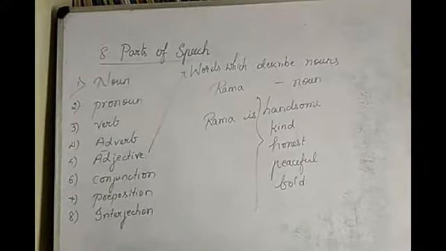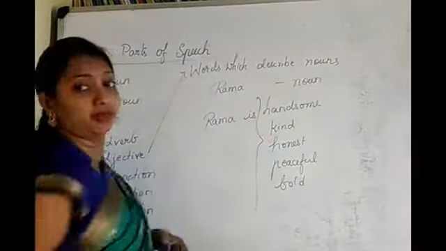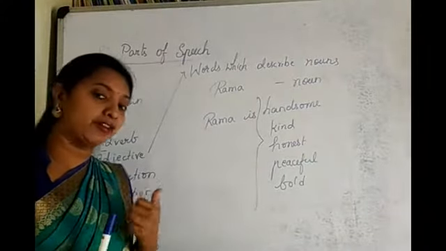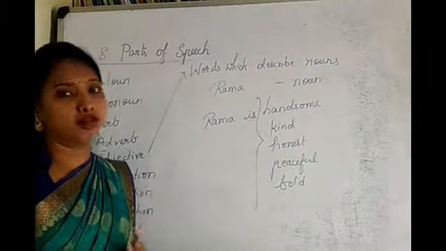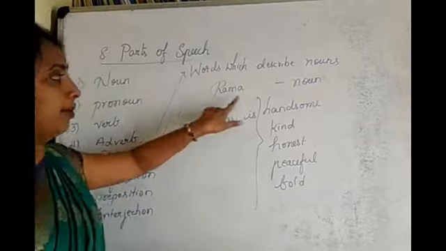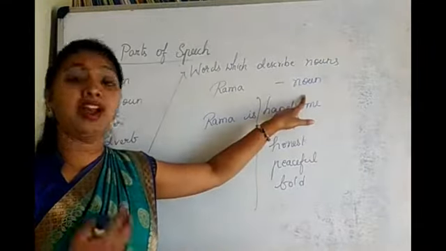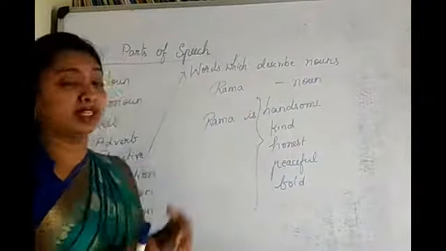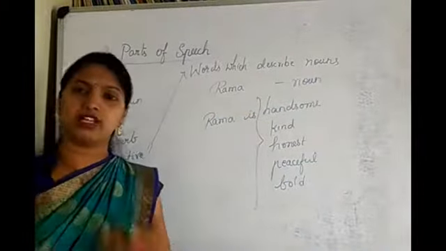Adjectives are the words which describe nouns. Adverbs are the words which describe verbs. Here, Rama is a noun. I have to say what kind of Rama he is. Describing Rama means I have to speak about the characters, features of Rama.